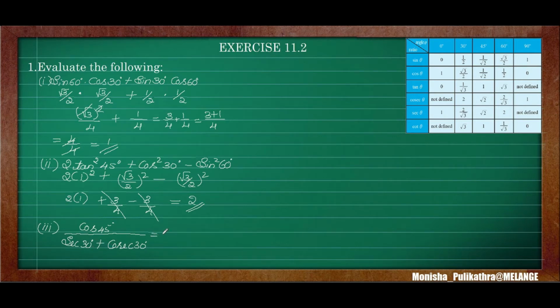Okay, so now we have to substitute the values for this. First is cos 45. So cos 45 is 1 by root 2, whole divided by secant 30. So secant 30 is 2 by root 3, plus cosecant 30 degree. So cosecant 30 degree is plainly 2. Okay. So next we have to simplify this. So I will be writing it here. So this one is the third question.